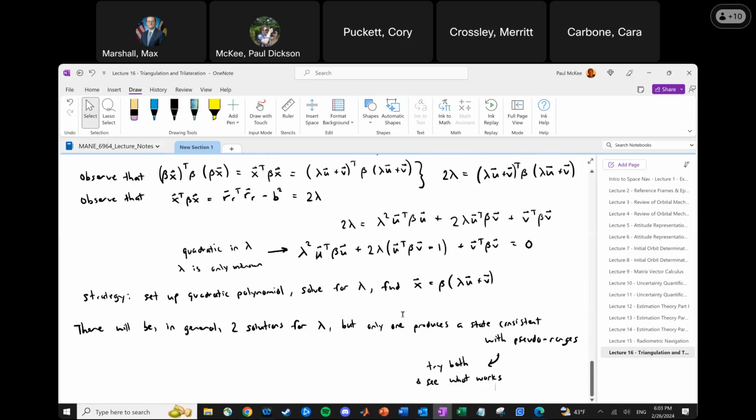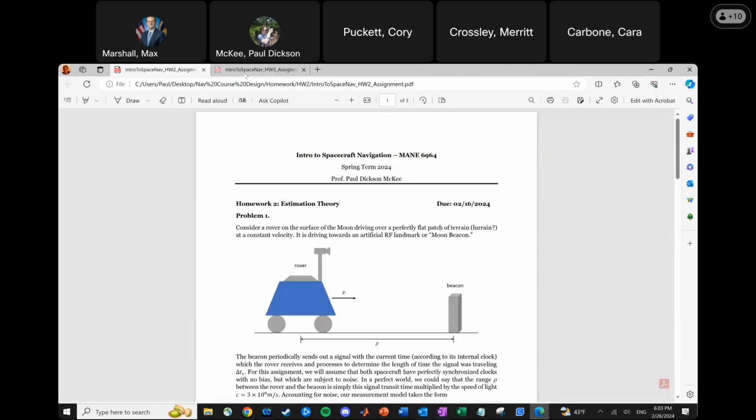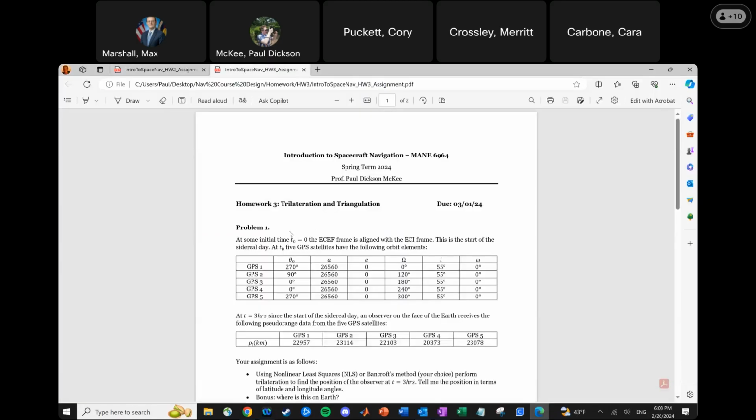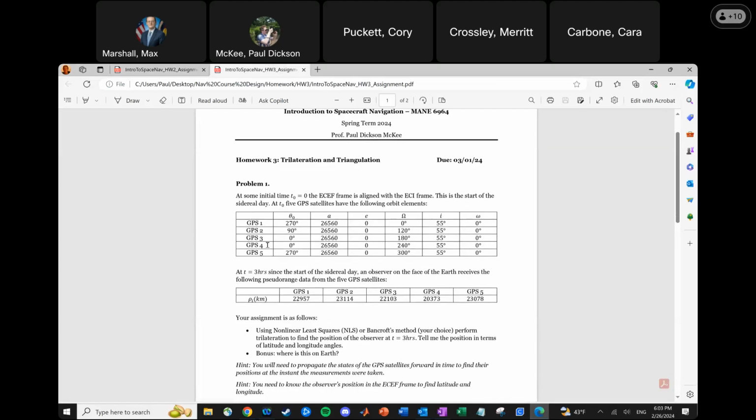But yeah, either of those would allow you to do homework 3, problem 1, which just as a review, you're given 5 GPS satellites and you're given their orbit elements rather than their position. So you're going to have to use the math that you used in homework 1 to find the actual position of these different spacecraft at the time, 3 hours since the start of the sidereal day. We get these pseudo-range measurements, and so you've been tasked to use either nonlinear least squares or Bancroft's method to perform trilateration and find the position of the observer at t equals 3 hours.